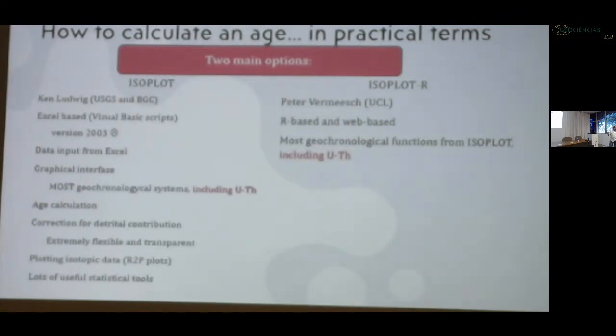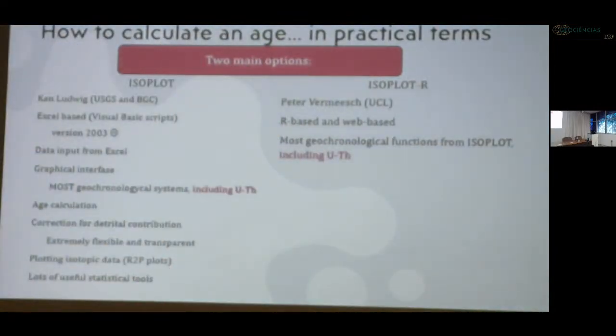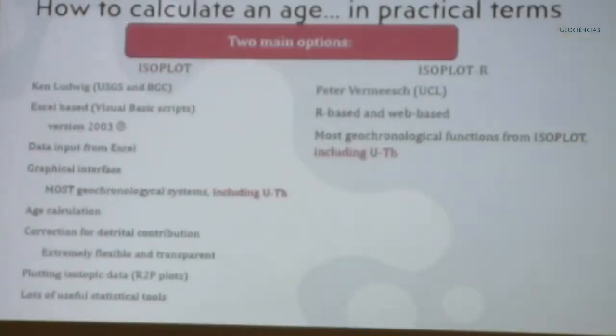It was very transparent, very flexible, really nice piece of work. And you could get plots, what I call ready-to-publish plots, really nice plots. And if you look at the chronological papers from the 90s, from the 2000s, even up to 2015, something like that, you would see plots that basically came straight out of Isoplot, really nice plots that you could work with.